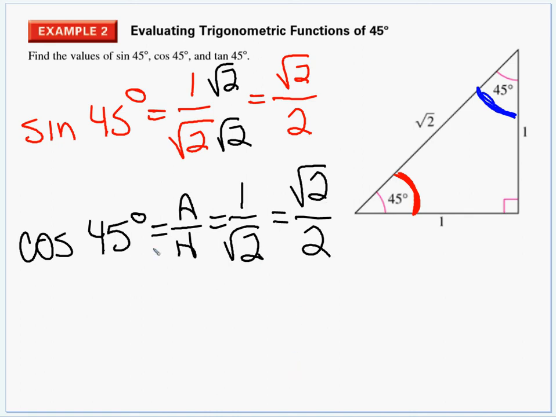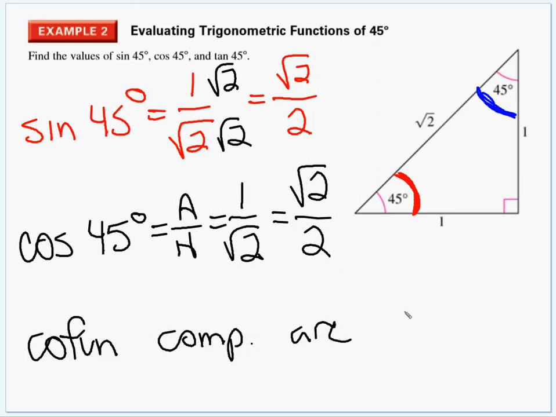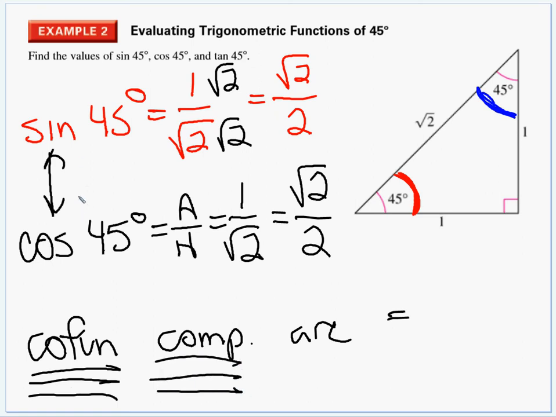Let me point out one more time, you've probably heard me say this before: cofunctions of complements are equal. Well, sine and cos are cofunctions. Sine, if you put a co on it, you get cosine. If you got cos and you chop off the co, you're left with sine. So sine and cosine are cofunctions. And if the angles are complements, 45's complement is 45, so they add up to 90 degrees. So those values should be equal. They're both square root of 2 over 2.